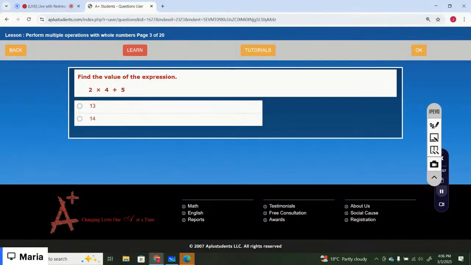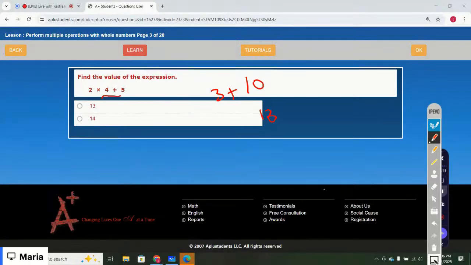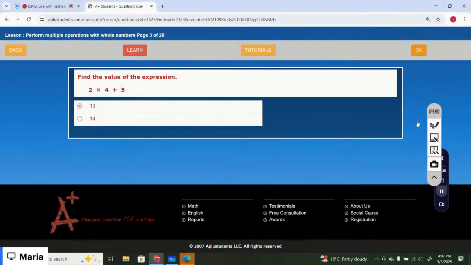Find the value of the expression. We have multiplication and division. You have to perform multiplication first, 2 times 4, because multiplication has higher priority. 2 times 4 is 8. Then you have to add 5. So 8 plus 5 makes 13. Option number 1 is the correct option.